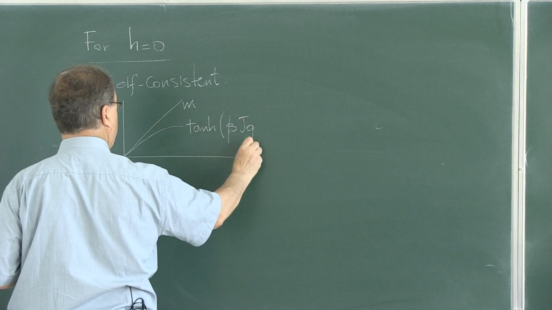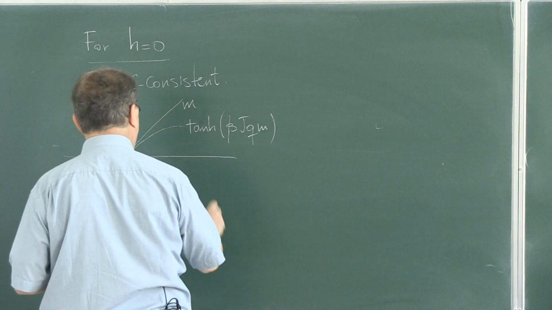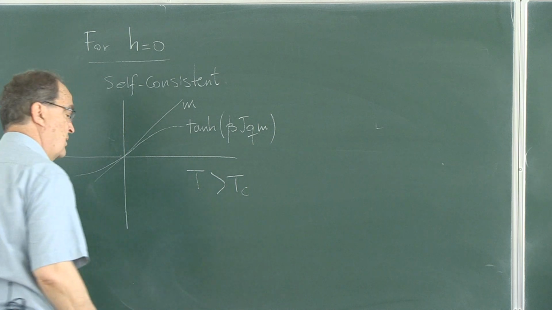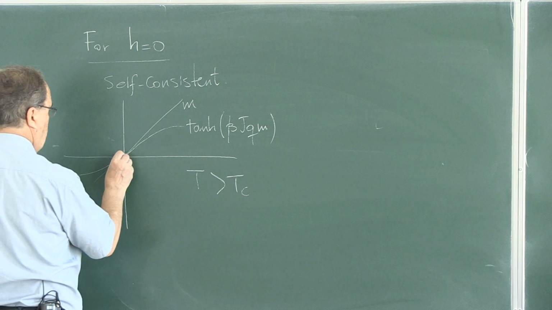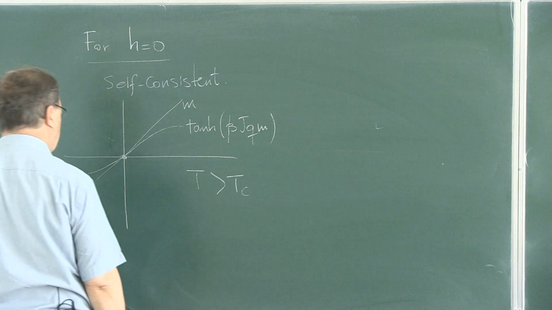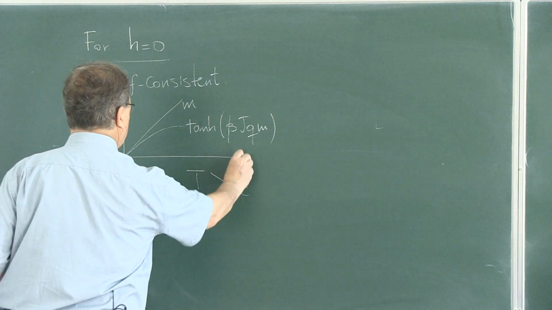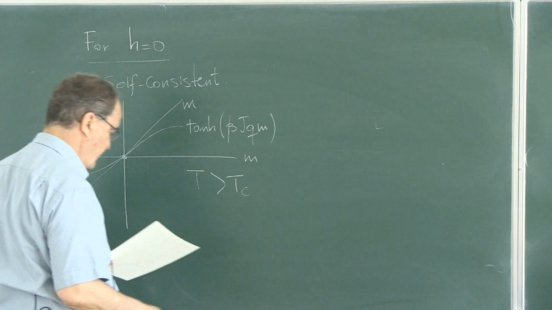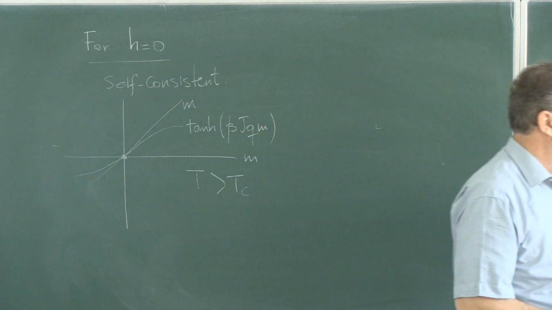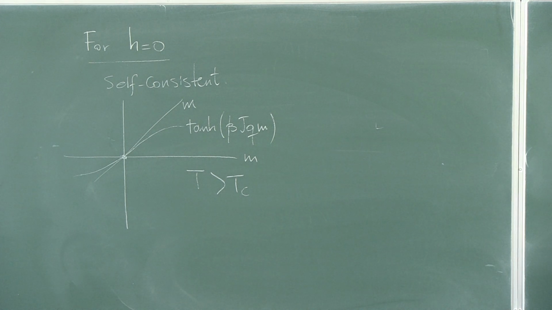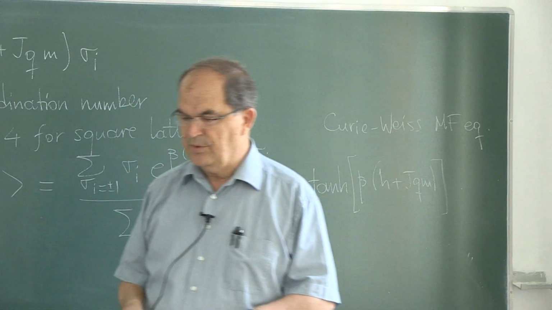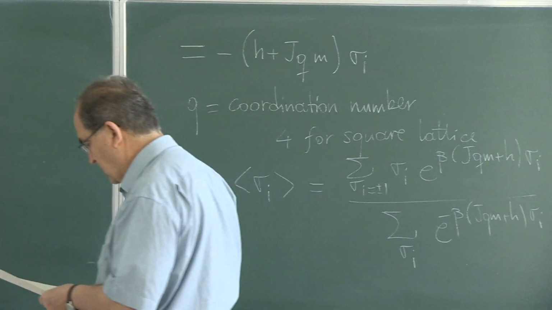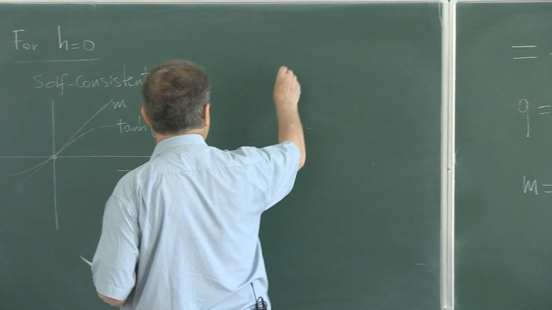beta jqm. I have drawn this for T greater than Tc. So there's no magnetization in this case. They cross each other at zero magnetic field, zero magnetization. This is m. Those are both sides of this equation. Okay? There's no magnetization if T is greater than the critical temperature. But if T is smaller than the critical temperature, let's see what happens.